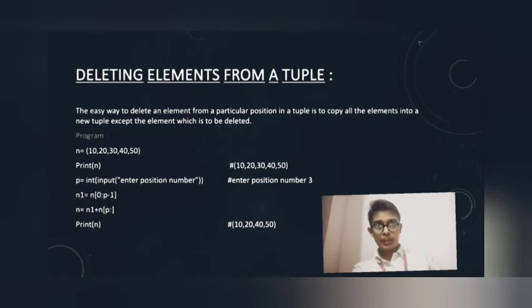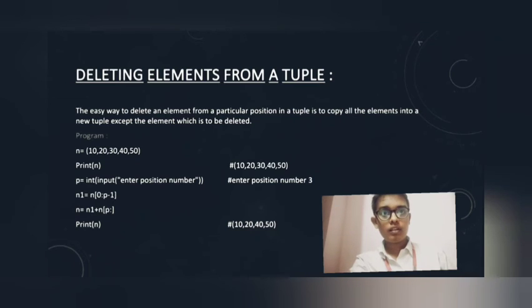P is equal to int input, enter position number. The position number is, suppose let us take 3. N1 is a new tuple, that is equal to n of 0 to p minus 1. Position is 3, 3 minus 1, 2. N1 is equal to n of 0 to 2. It prints the values 10, 20.